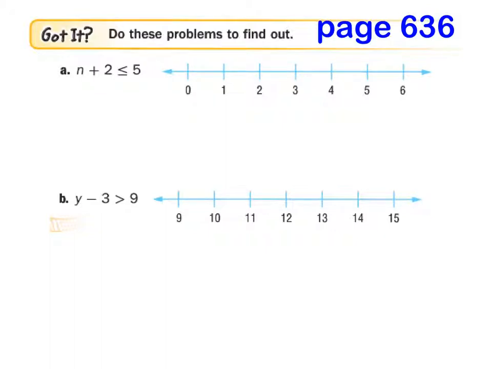So let's try a couple here. First I'm going to start off with this one, where the n and the 2 are joined together with addition, so I'll subtract 2 from the left. Therefore, I'll have to subtract 2 from the right.